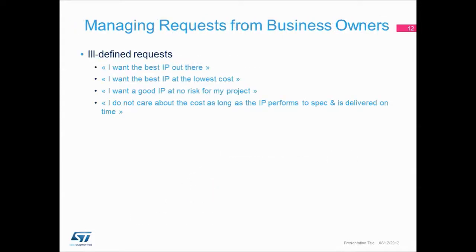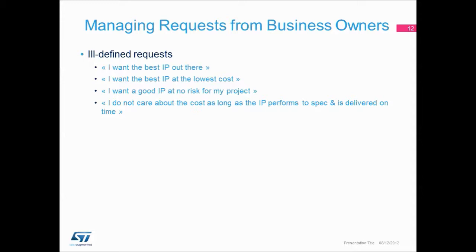So the problem that I face in my job basically is to manage the requests from these business owners, the business units. Usually they come to me with these ill-defined requests, like I need the best IP out there, okay? How defined is that, okay? I want the best IP at the lowest cost. This is something that I keep, of course, hearing a lot. I want a good IP at no risk for my project, okay?